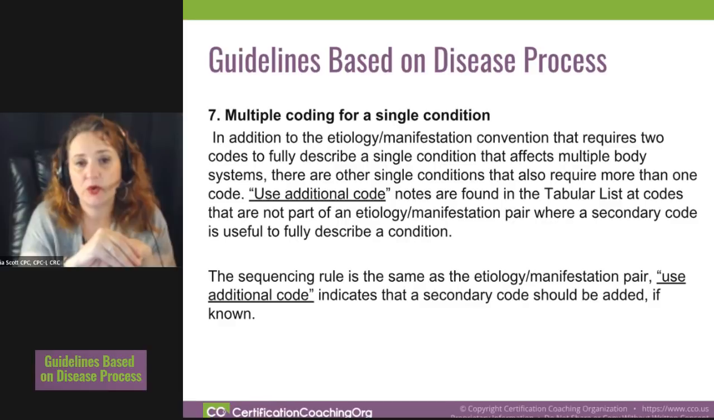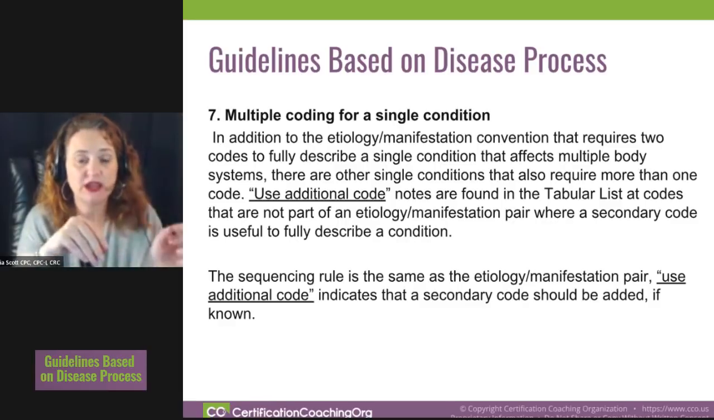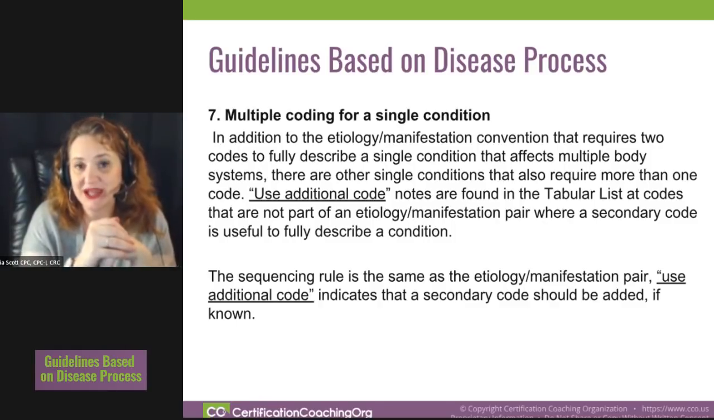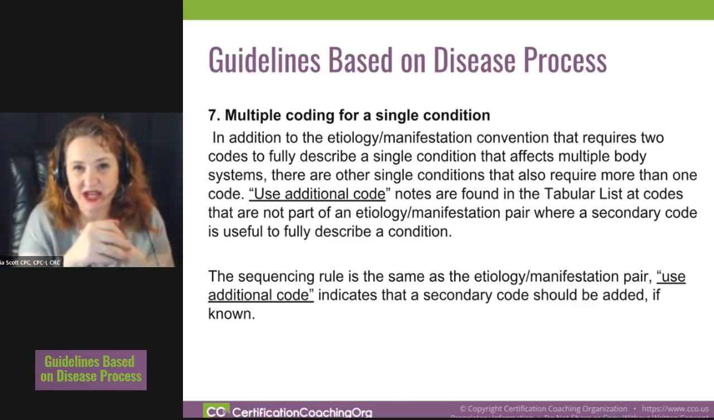So if we're told we have to code the etiology and the manifestation, how do we know which one to code first? Well, the disease process is really going to help you, because you're going to know the etiology and the manifestation. But there are always exceptions to the rules.